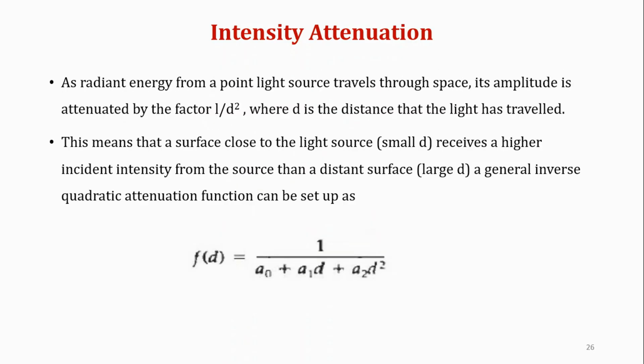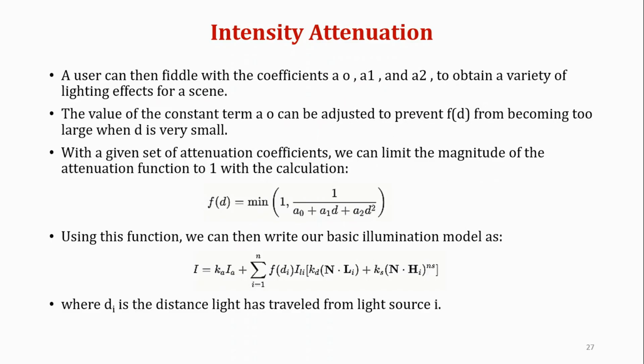Here, f of d is used to calculate the value: 1 by a0 plus a1 d plus a2 d square. It's a quadratic equation, and the user can fiddle with the coefficients a0, a1, and a2, so a variety of lighting effects can be seen. With the given set of attenuation effects, we can limit the magnitude with the function f of d, minimum of 1 comma the value.